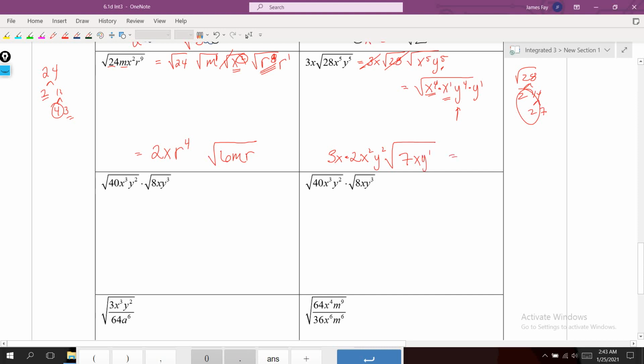Just got to pay attention to the things that are outside. If you've got bases out here, you need to multiply them. So 3 and a 2 give me 6. Here's x to the first and x squared. So you add those exponents, so it's going to be x to the third. And I've got y squared out there. And then 7xy underneath.